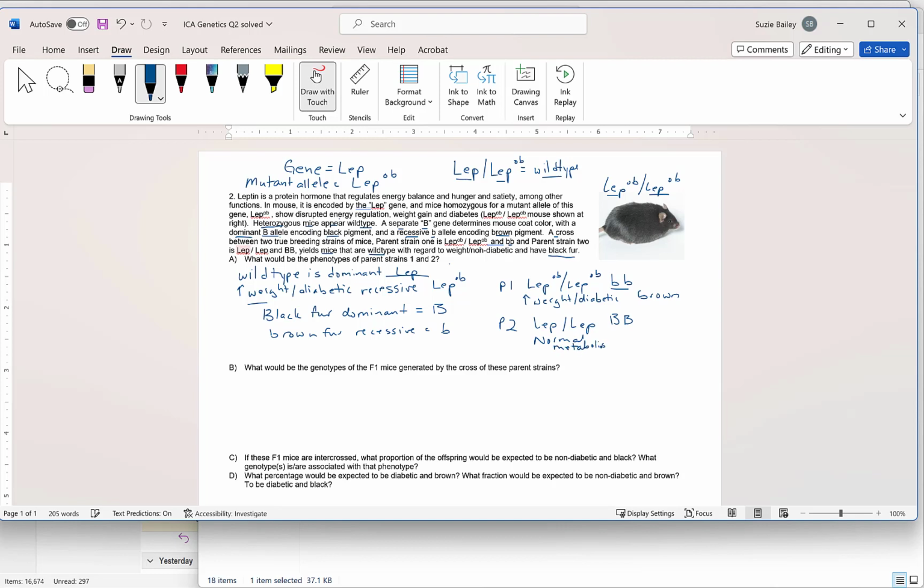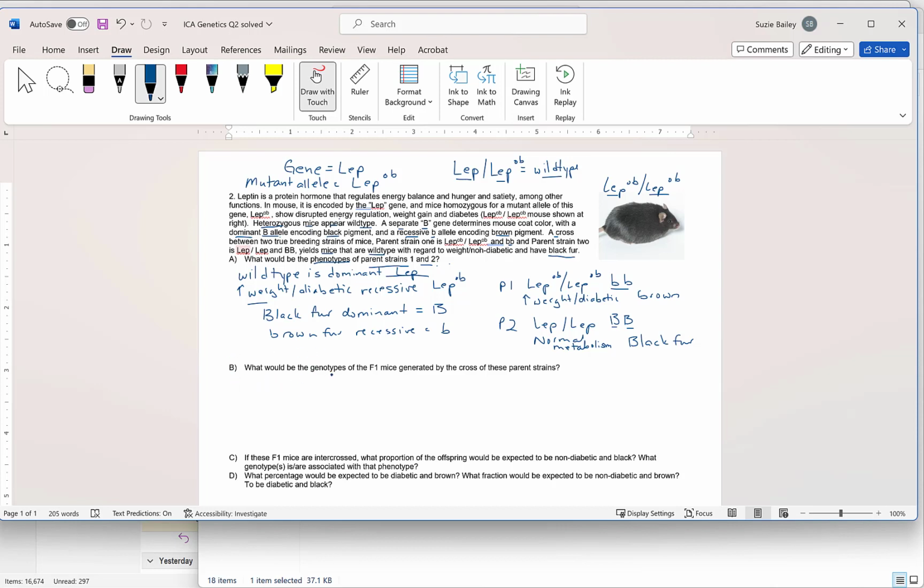So normal weight, non-diabetic, and having 2 dominant alleles at the B gene, black fur. Right, so we have figured out the phenotypes, the physical expression of the alleles at these 2 genes, the LEP gene and the B gene, for parent strains 1 and 2. So let's move on to question number B then.